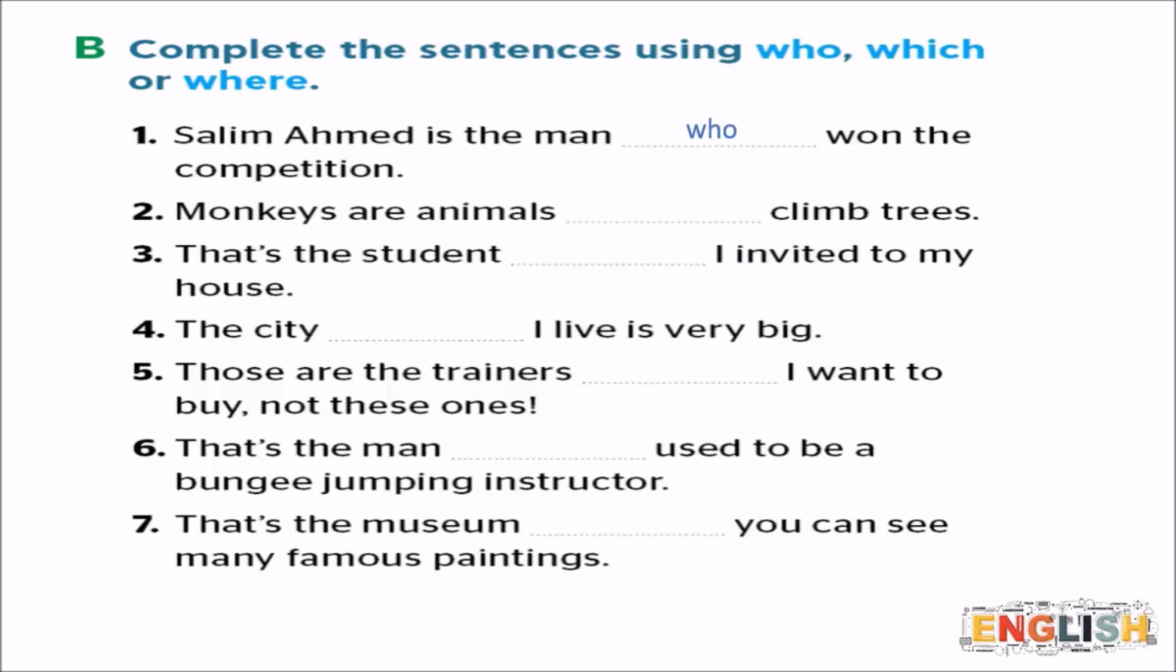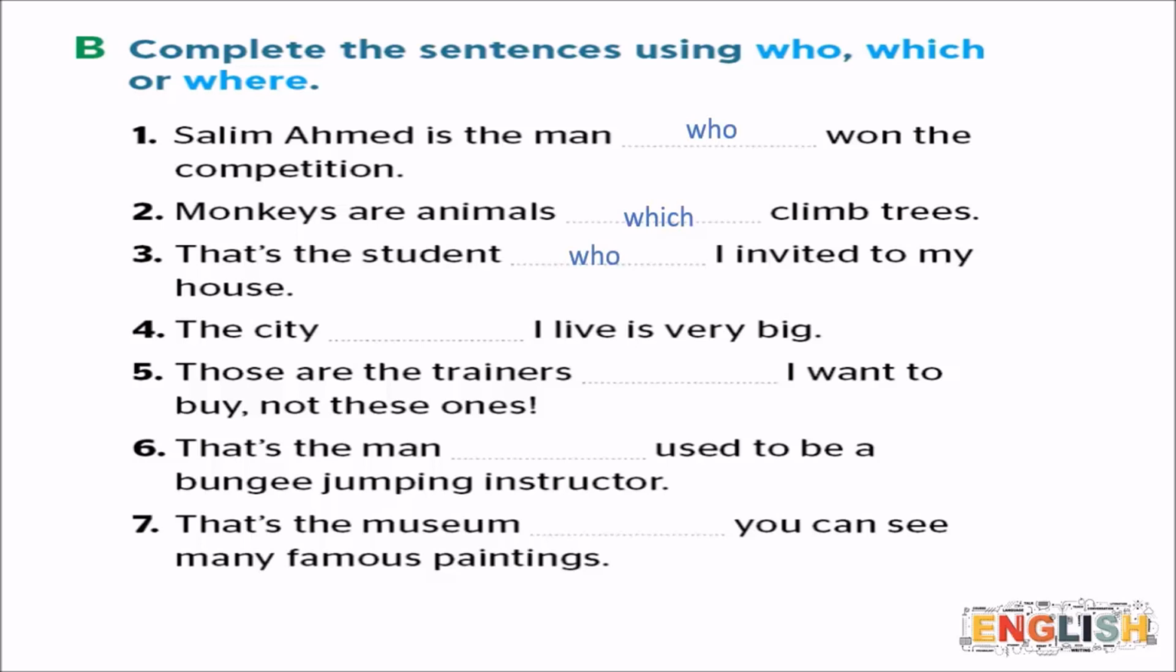Okay, guys, let's now answer number 2. Monkeys are animals blank climb trees. Here we talk about animals, so we need to use the relative pronoun which. So we say monkeys are animals which climb trees. Number 3, that's the student blank I invited to my house. So here we talk about a person, so we need to use the relative pronoun who. That's the student who I invited to my house.